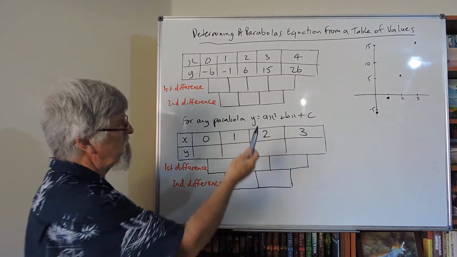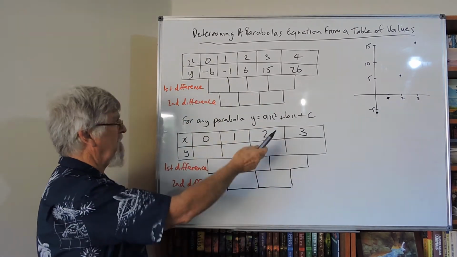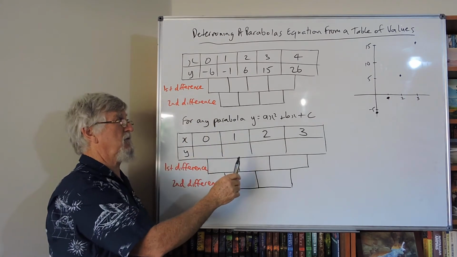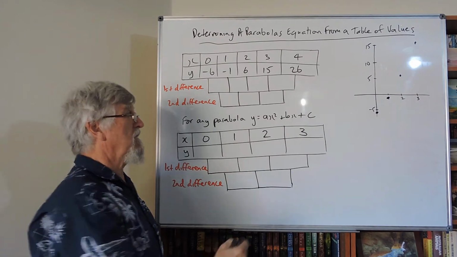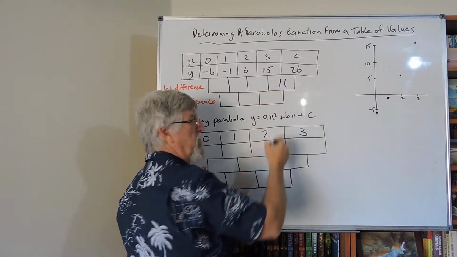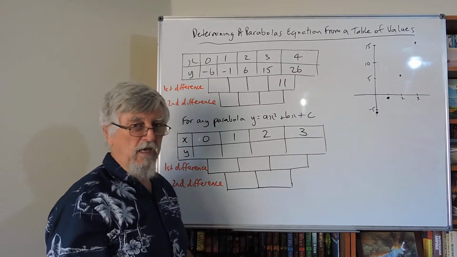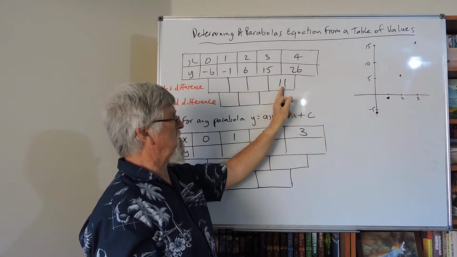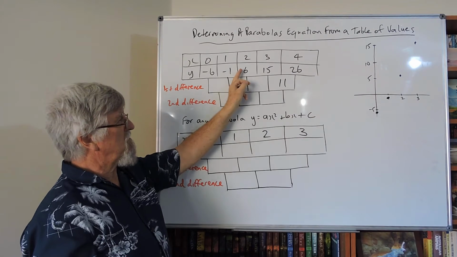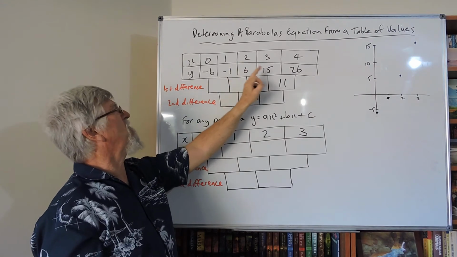But let's have a look at this. First of all, I want to show you what happens with a set of numbers, and we're going to do the first difference and second difference. What's the difference between 15 and 26? It's 11. Is it going up or is it going down? This relates to some of that increasing, decreasing stuff. You can see from 15 to 26 it's increased by 11. How much has it increased by from 6 to 15?